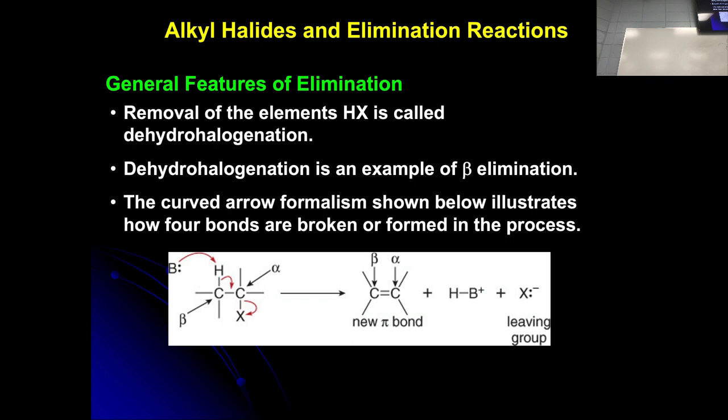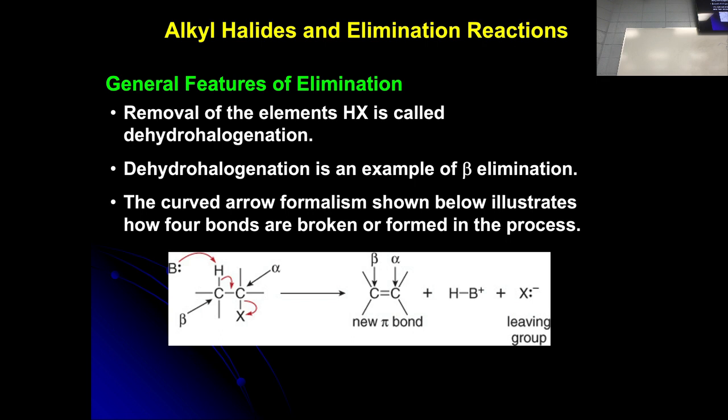SN1, SN2, alkyl halides. We have primary, secondary, tertiary alkyl halides. We learned about a solvent effect. We learned that there are polar protic solvents. We learned that there are polar aprotic solvents. We learned that polar protic solvents favor SN1 reactions, whereas polar aprotic solvents favor SN2 reactions. Okay? So we learned about a lot of those solvent effects as well and their role in this type of chemistry. So this was all substitution chemistry. The other thing that alkyl halides can do is eliminate. They can eliminate a halogen and a hydrogen atom to give an alkene.